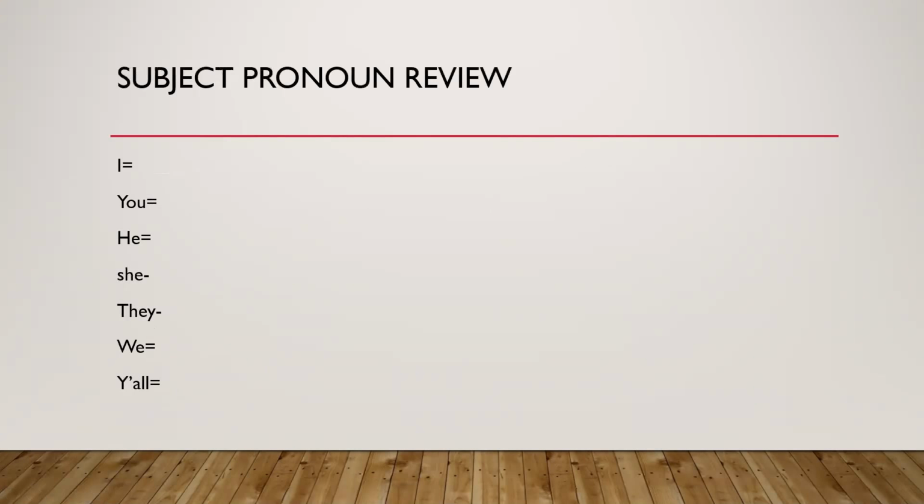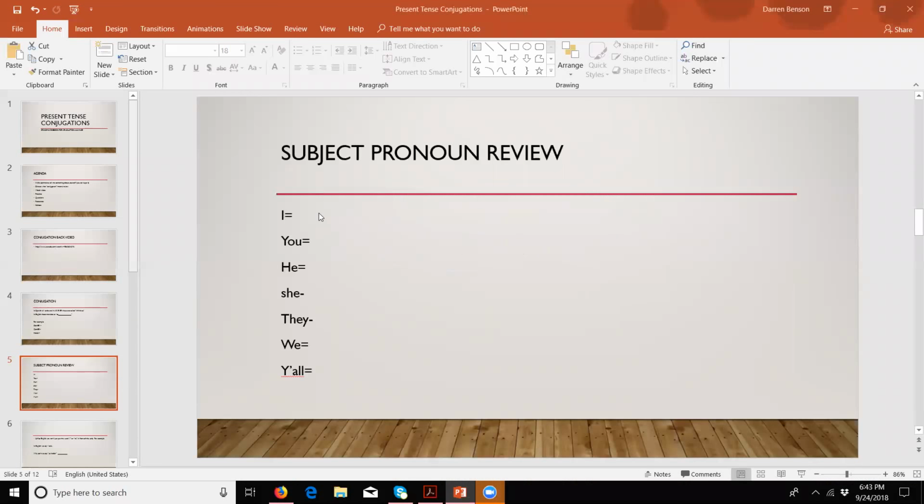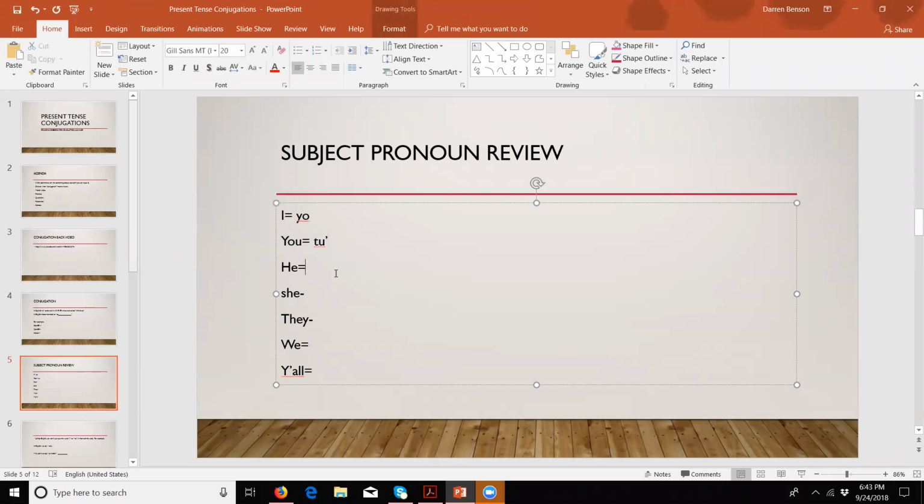So we've also learned the subject pronouns, and I'm just gonna exit out of full screen so I can type in. Again, this is just a little review, but I in Spanish is yo, you in Spanish is tú, he in Spanish is él, she, ella, they, ellos or ellas. We is nosotros or nosotras. And you all is ustedes. And lots of times you'll see it like this, the same thing. All right, so let's go to our next slide.